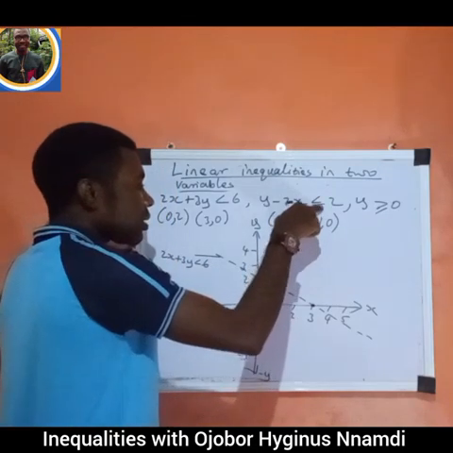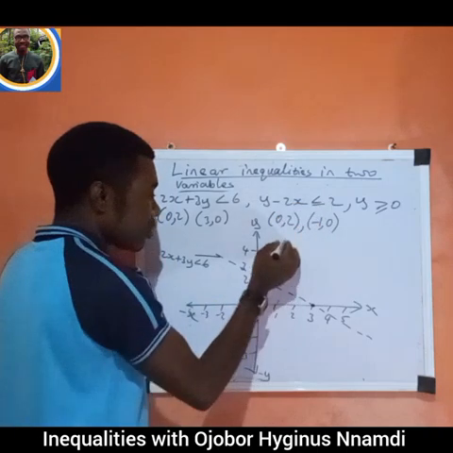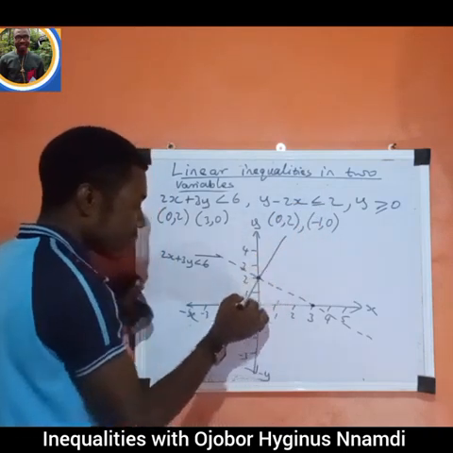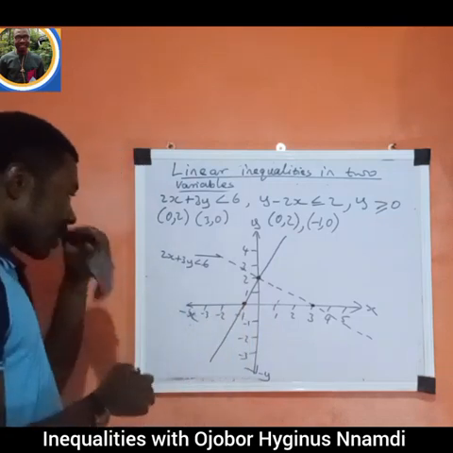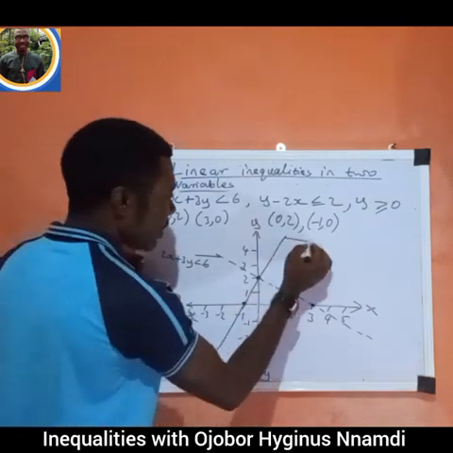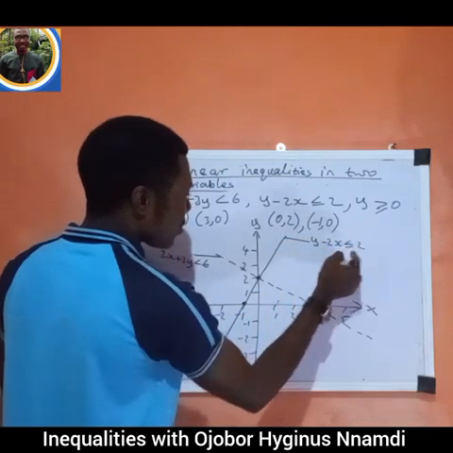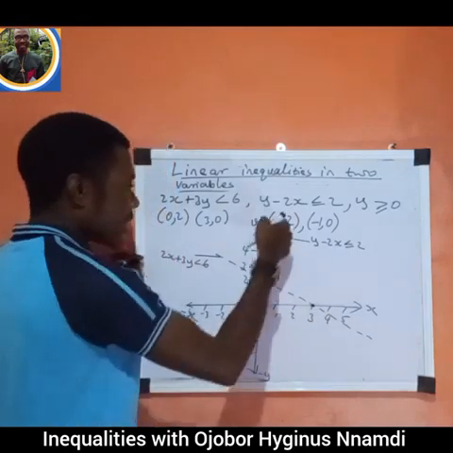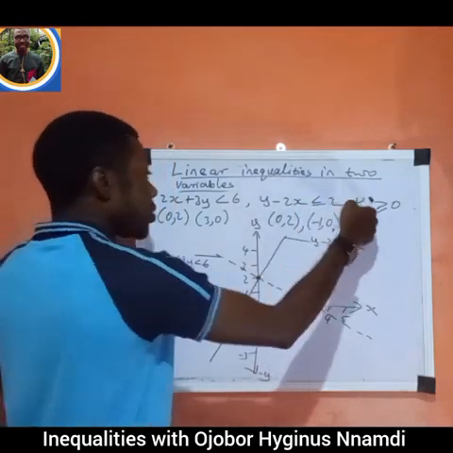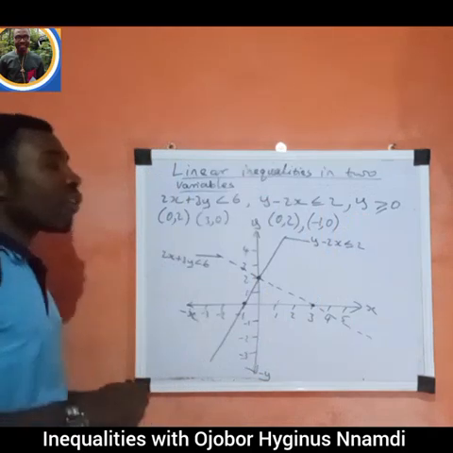Because this inequality sign has equality in it, we use a continuous line, not a broken line. Remember, you use a ruler to do that. And we are going to label it as y minus 2x less than or equal to 2, because this is the inequality that gave us these coordinates. Then the third one is y greater than or equal to 0.